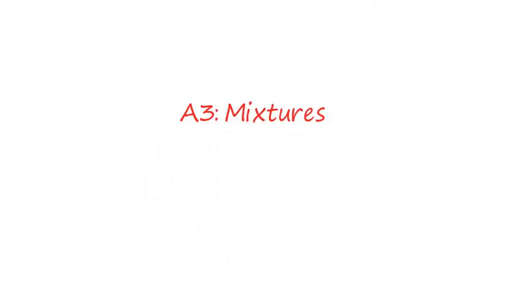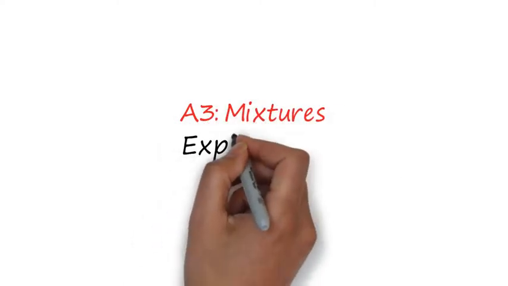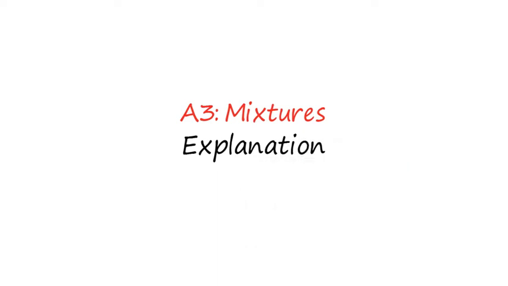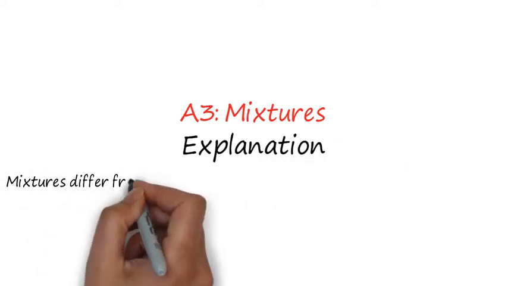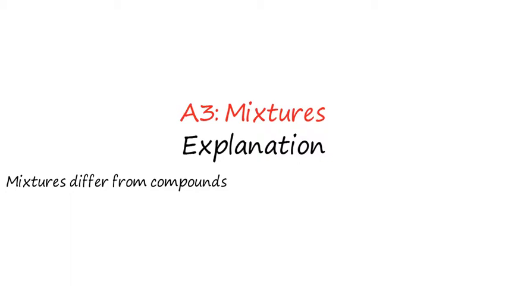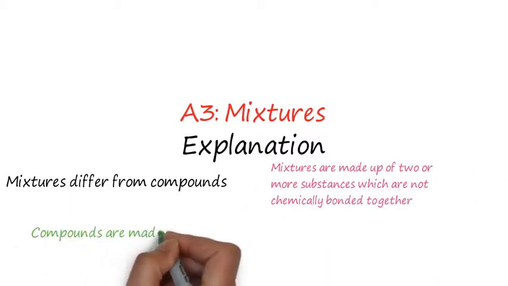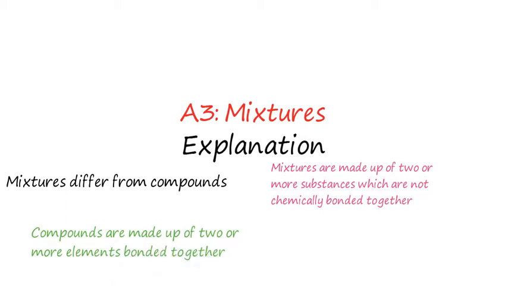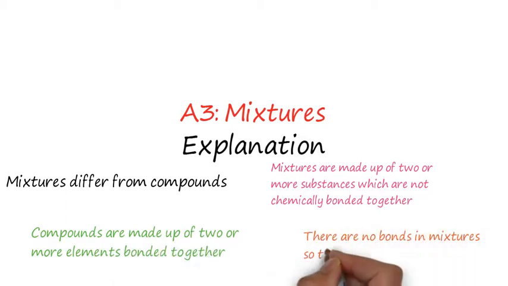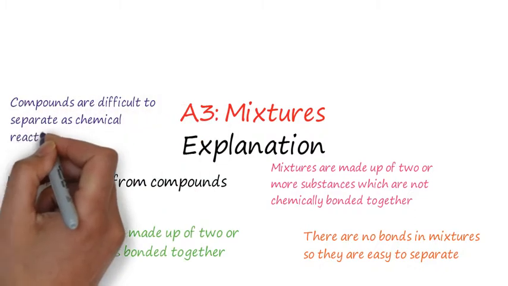Mixtures differ from compounds in various ways. A mixture is a substance which is made up of two or more different substances which are not chemically bonded together. Compounds are made up of two or more elements bonded together. This means mixtures are relatively easy to separate. However, because compounds contain bonds, they are more difficult to separate as chemical reactions are required.